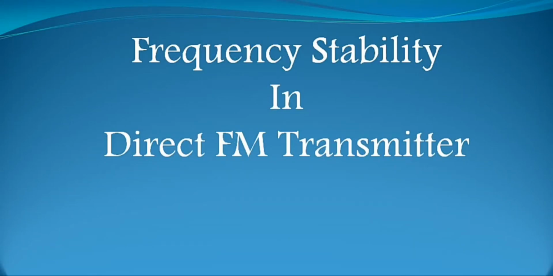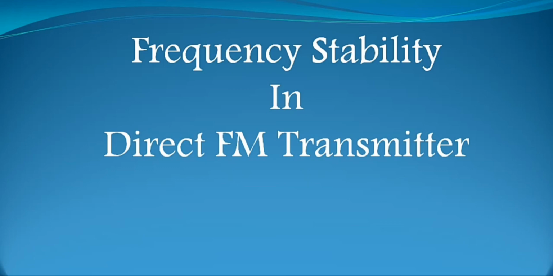In the previous video, we have seen in detail about the transmission of FM signal using the reactance modulator or a direct FM transmitter. And also we have seen what are the blocks involved in the transmission of FM signal using reactance modulator. But using a reactance modulator and oscillator in the circuit has some drawbacks.